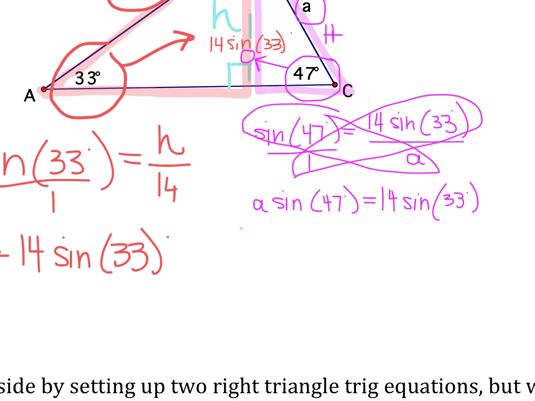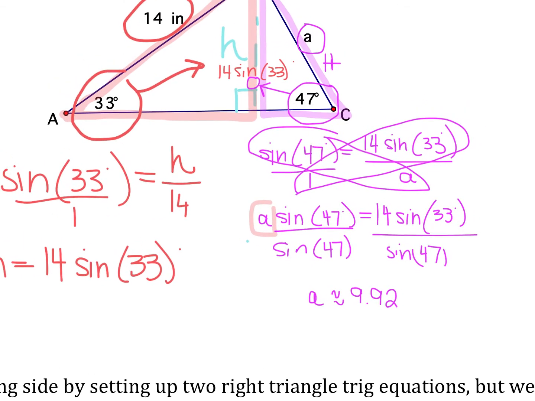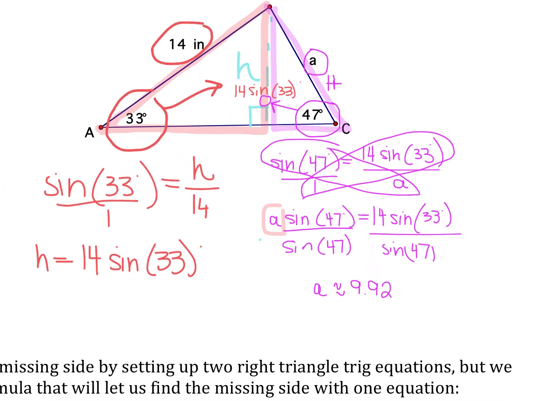My goal is to get A by itself, this little A right here, so I have to divide away sine of 47 degrees. And A is going to equal then, if I type this into my calculator, A will be approximately 14 sine of 33 divided by the sine of 47 degrees, which is 9.92.